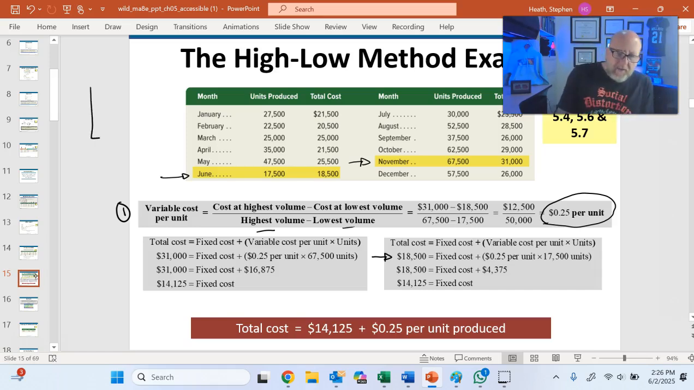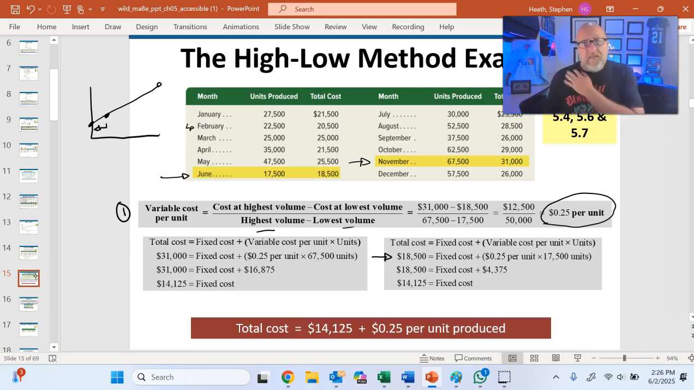I kind of like the idea that we pick the data point closest to our fixed cost. It just seems to make sense. But we could have just as easily plugged it into June or November. We could not plug it into any of the other months, and I'll get to that in a second. But they got their fixed costs as being 14,125. So the total cost is $14,125 in fixed costs plus 25 cents for every unit produced.